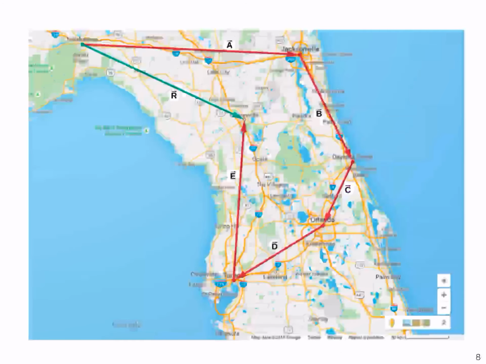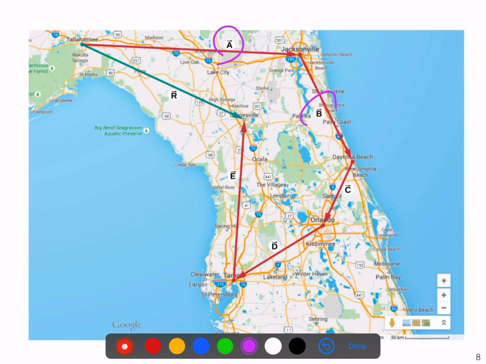Let's go back to this example from the Florida road trip that we talked about in the last video. If you were to start in Tallahassee, drive to Jacksonville, take all these different steps, I could represent each of those steps with a displacement vector: vector A, vector B, vector C, vector D, and then vector E. If I draw them all tail to head, which I've done here, I take the tail of B and place it on the head of A. So effectively what we've done here is add A plus B plus C plus D plus E.